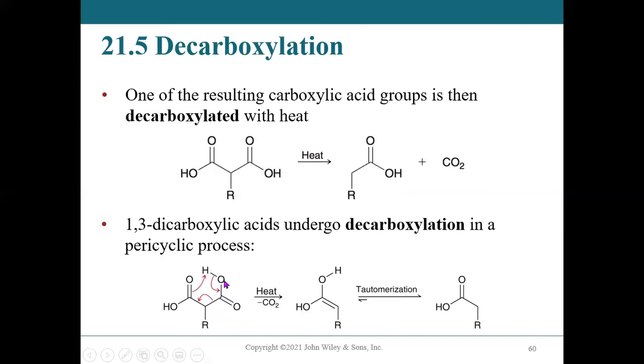Then we will produce another double bond here, and this electron transfers to that to produce the double bond. And then we see the loss of CO2. We produce this enol, which tautomerizes to produce the final carboxylic acid.